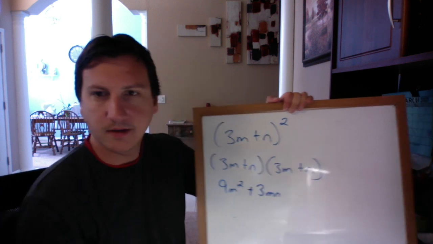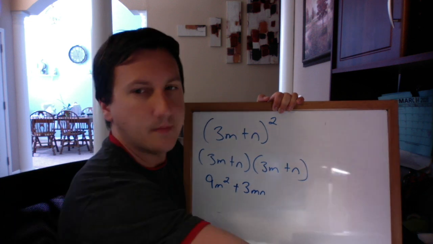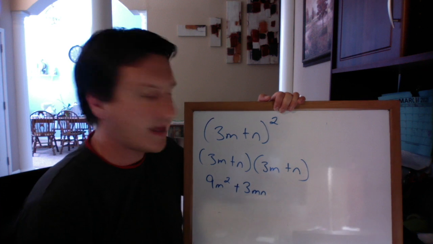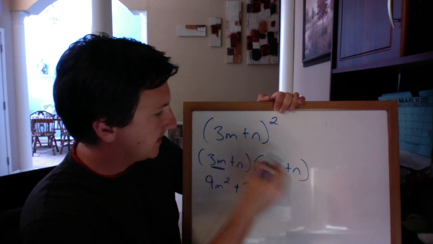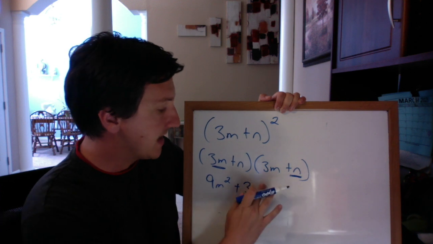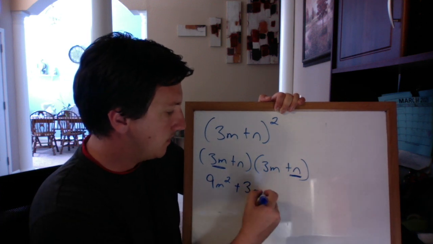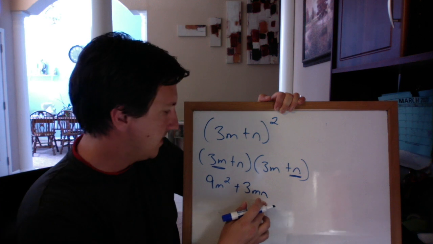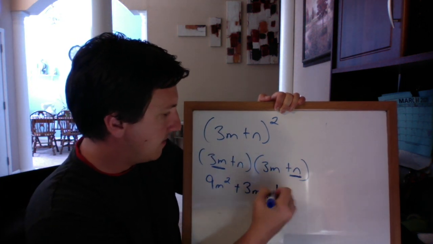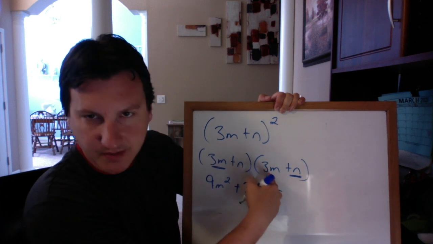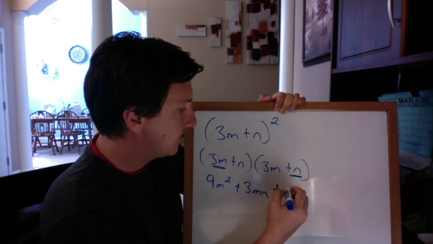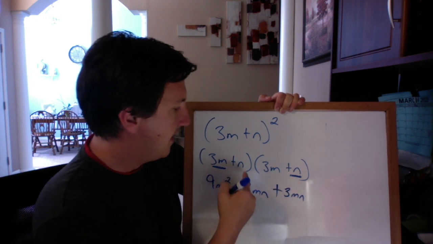This is the same as 3m times 1n, which is 3m1n, or 3mn, okay? So don't be thrown off by that. So 3m times 3m is 9m squared, 3m times n is 3mn, plus n times 3m, same thing, just reverse the order, but that's okay because you can do that in multiplication. So n times 3m is also 3mn.